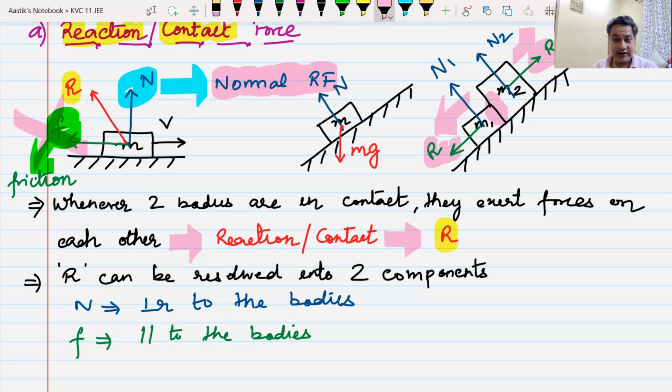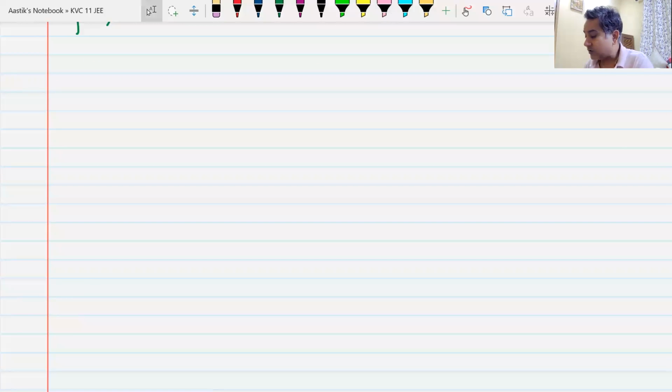And here also we are neglecting any friction between the two blocks. Therefore, we are only drawing the force which is normal to the two bodies. This is what we understand by contact force. Everyone understands this? Yes or no? So whenever you see a contact between two bodies, there will be a contact force coming there, no matter what the body is, no matter what it is in contact with.